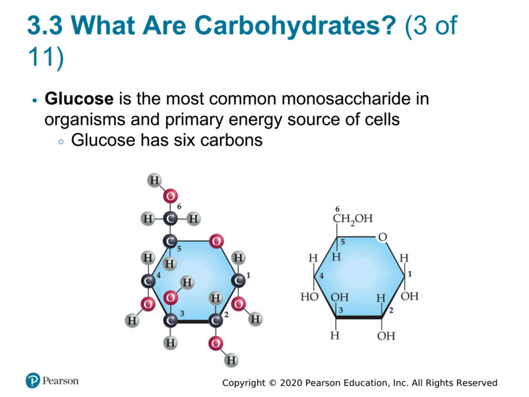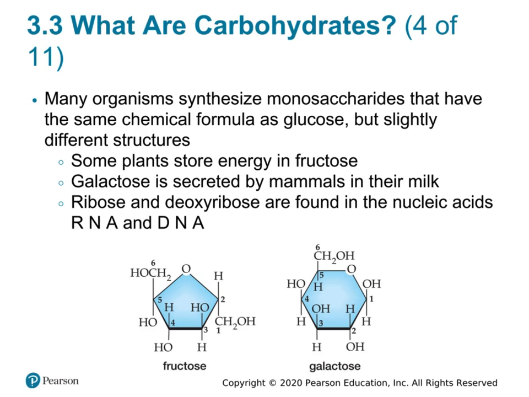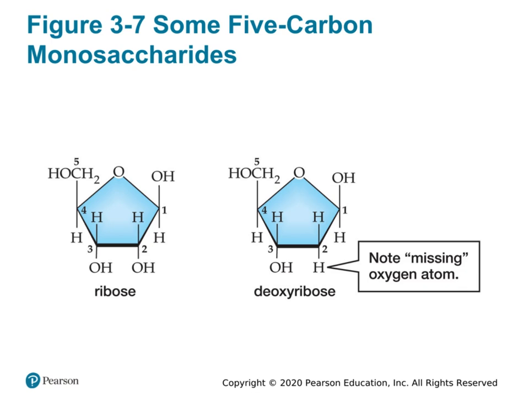Glucose is actually going to be the most common monosaccharide that we look at. It's a primary energy source for cells. It's also known as the monomer of carbohydrates. Glucose has 6 carbons. A lot of organisms can synthesize different monosaccharides, not just glucose. Some synthesize fructose, like plants. Galactose is secreted by mammals in their milk, and we even have different sugars or monosaccharides in DNA and RNA, or types of nucleic acids, like ribose and deoxyribose. Deoxyribose is actually just missing an oxygen atom, whereas ribose has it.